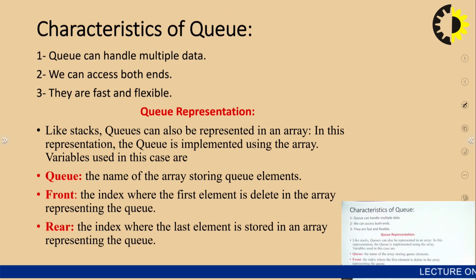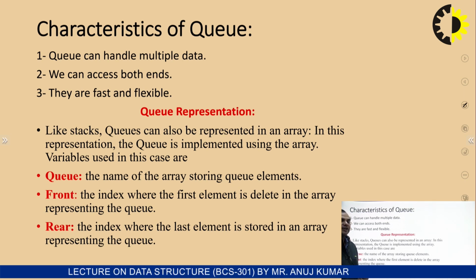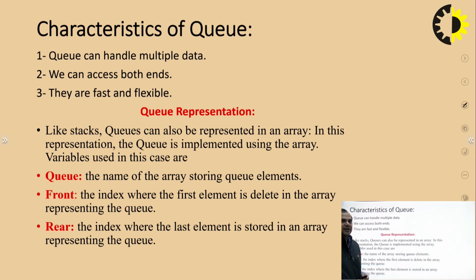Okay. What are the characteristics of the queue? A queue can handle multiple data. One end is used to insert the element and the other end to delete the element, so different operations are performed at both ends. Second, we can access both ends, and when we access both ends, it is faster and more flexible in comparison to the stack.